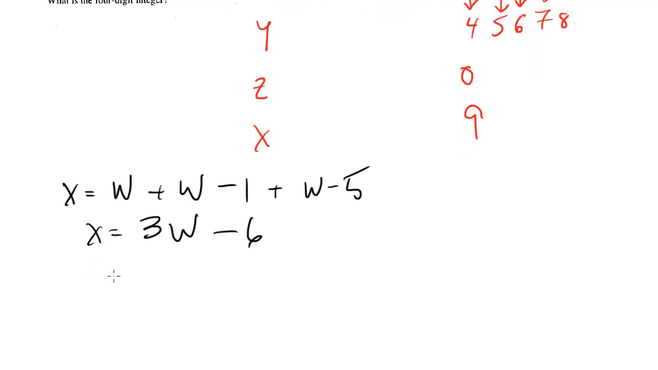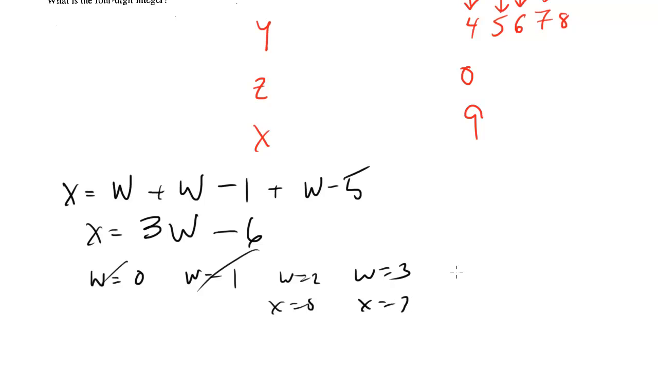Again, test w's. Can w be 0? Well, that means x would be 0 minus 6, negative 6. No good. Can w be 1? Again, 3 times 1 is 3. 3 minus 6 is negative. Can it be 2? Yes, it could be 2 because you'd have x is 0. Could w be 3? Yeah, you'd have x is 3. Actually, we'll come back to that in a second. Could you have w is 4? Well, yeah, you'd have x is 6.